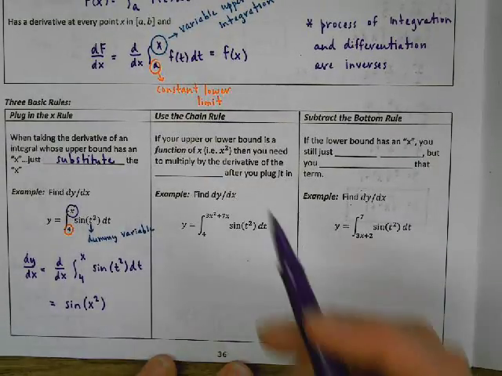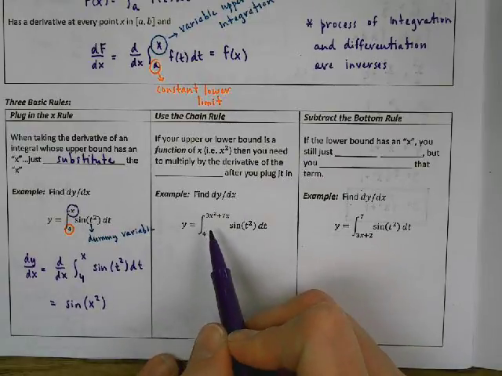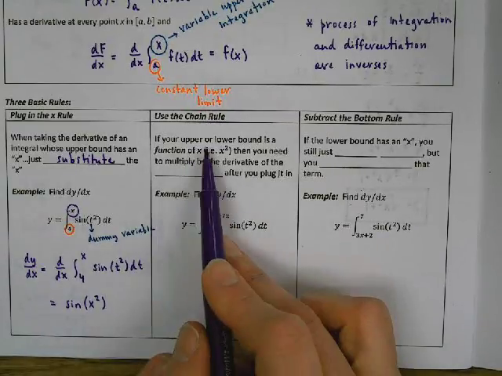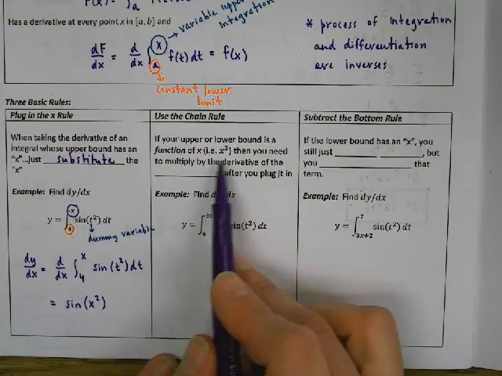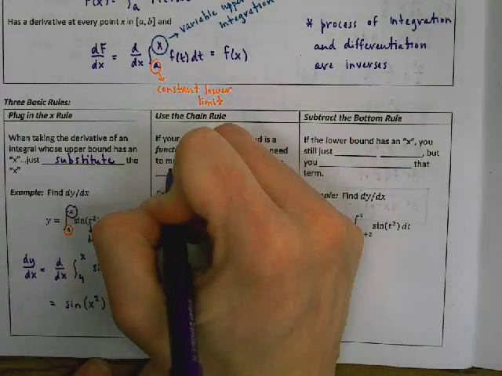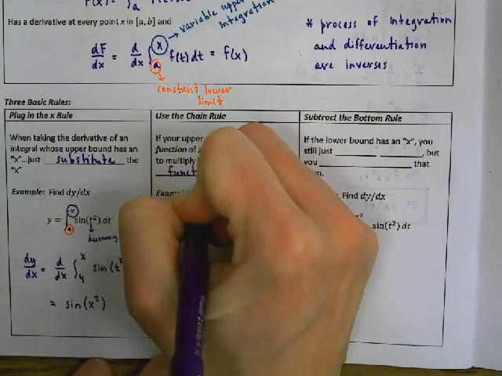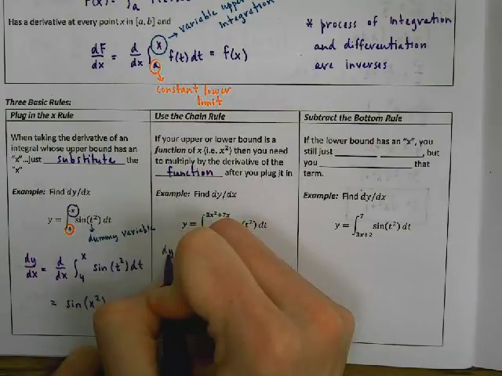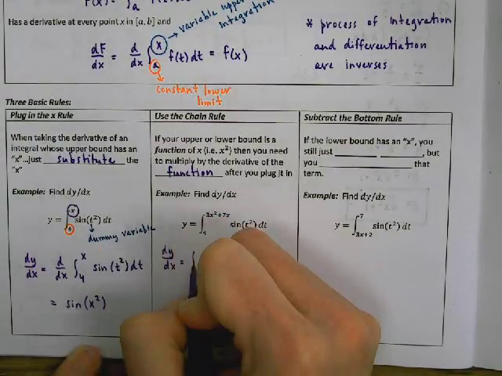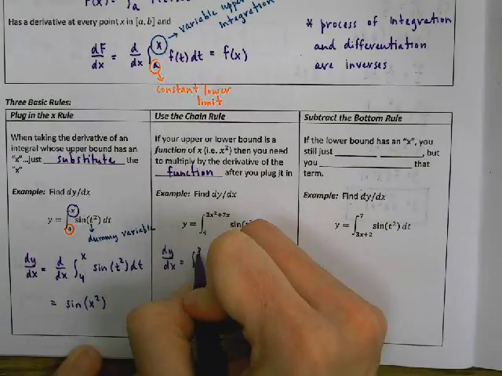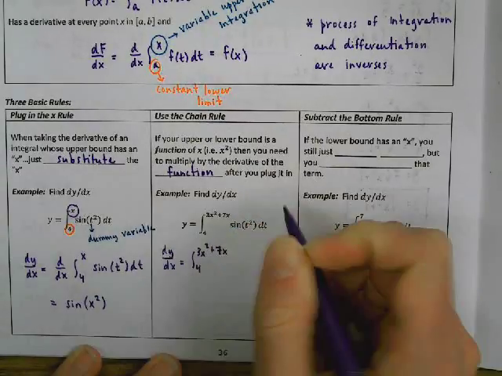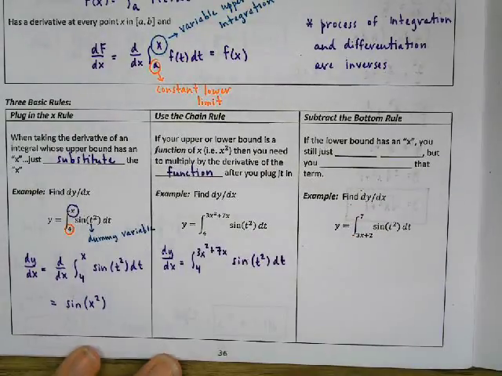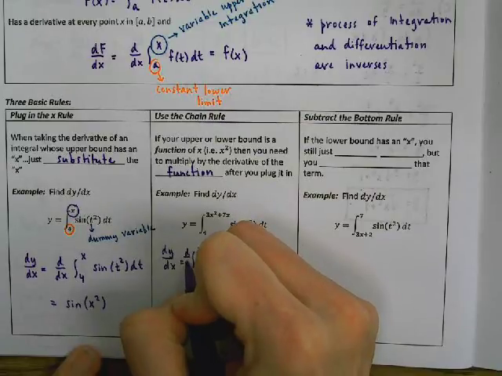Now, something a little bit different happens when I have an upper bound that's a function of x. So instead of just x, you can see now here I have a function of x. So if our upper or lower bound is a function of x, then we need to multiply by the derivative of the function after we plug it in. So for example, if I want to find dy dx, I know that's the integral from 4 to 3x squared plus 7x of sine of t squared dt. Excuse me, this is the derivative of this integral.